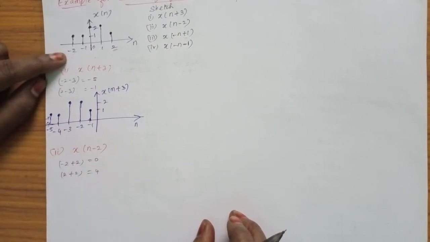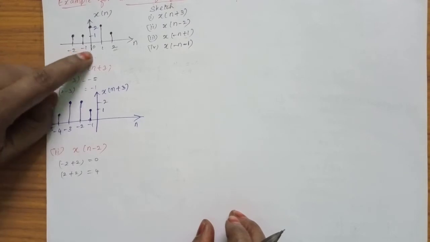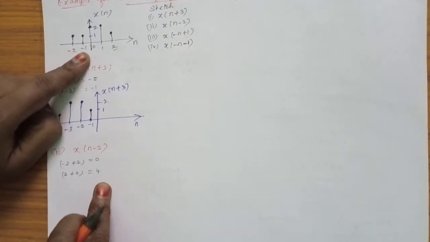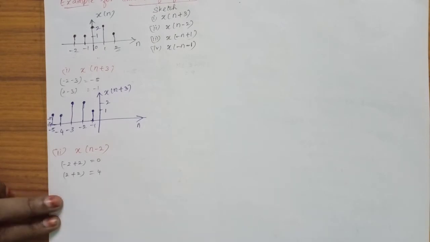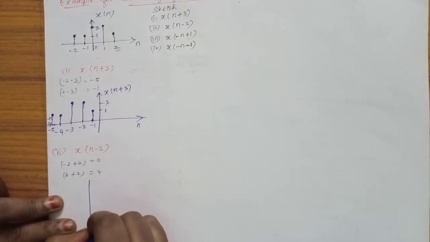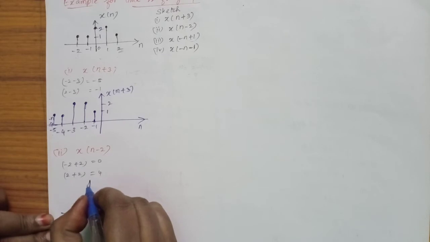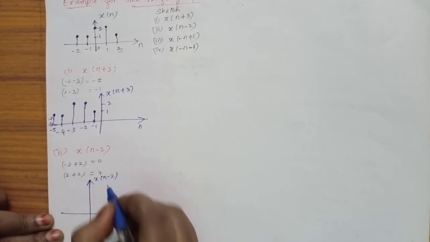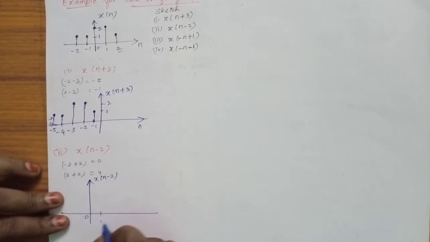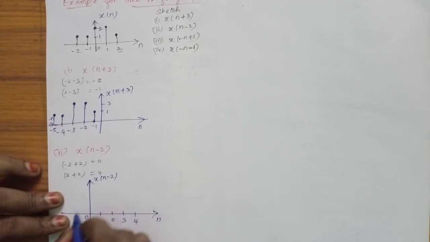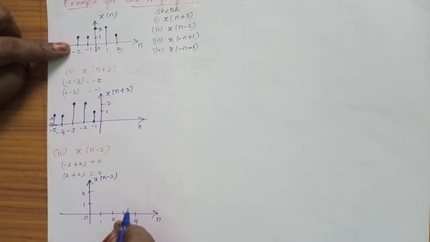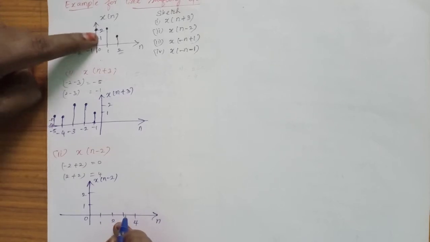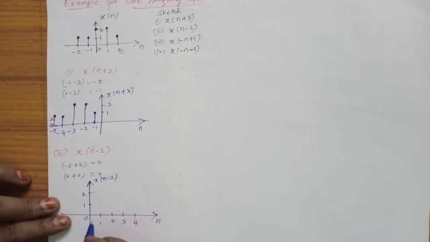Instead of minus 2, this signal is going to start at 0 and end at 4. So we can draw x of n minus 2. The value present at n equal to minus 2 will move to 0. So at 0 its value is 1.